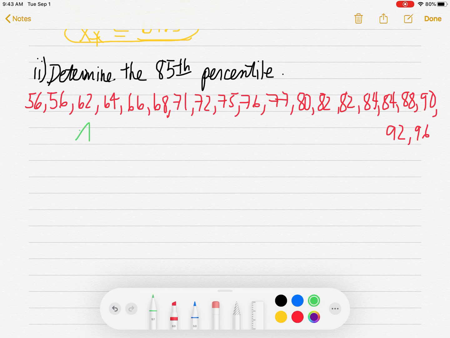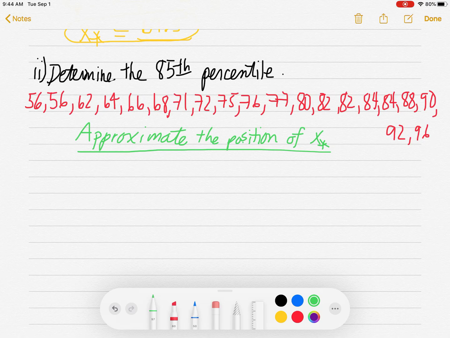Now we're after the 85th percentile. So we want to approximate the position of x star. X star is our 85th percentile data value. So remember, we use the formula C equals n times P over 100. Now n is 20, the total number of data values. And P is the percentile we're after, 85.